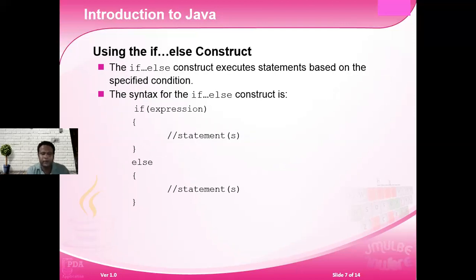Next is the if else construct. In the if else construct, first you check a condition. If your condition is false, then the else part is executed. In the previous construct, we learned that if your condition is false, then no statement is executed, nothing will be executed. But here, if your condition is false, then it goes to the else block.